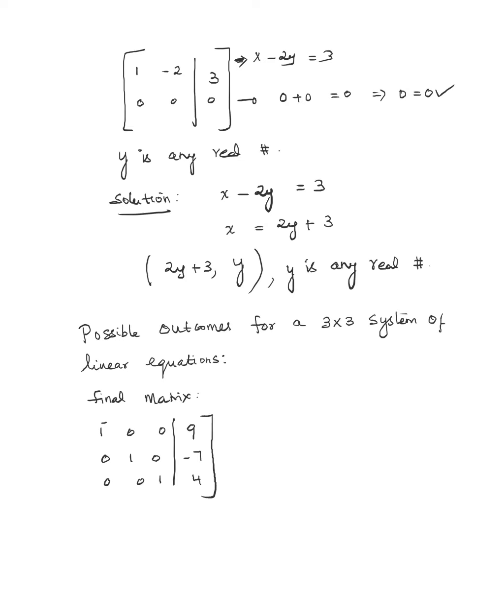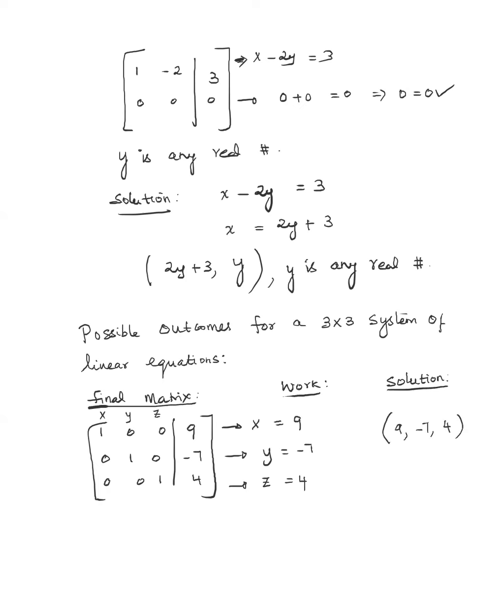So if you take the first one, this is x, y, z. Let's take the first one. So then the work is x plus 0 plus 0 equal to 9. So that means x is 9. The next one is y is -7 and z is 4. So the solution we can write as 9, -7, and 4. The next one is 1, 0, 3, 8, 0, 1, -5, 6, 0, 0, 0.